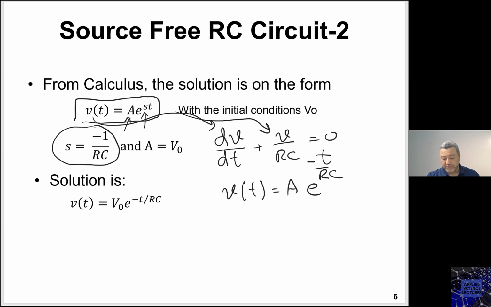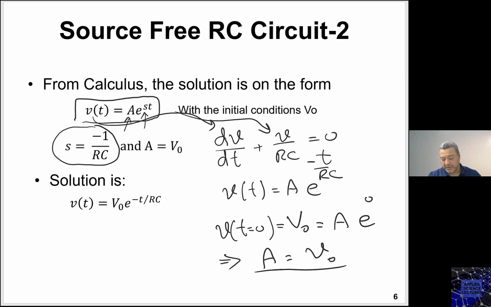Now, if you substitute the initial condition, V at t equals 0, which equals V naught, remember, equals A e to the 0. In this case, you find that A equals V naught. So the function that we have calculated for a source-free RC circuit is the following: V(t) equals V naught e to the power minus t over RC.